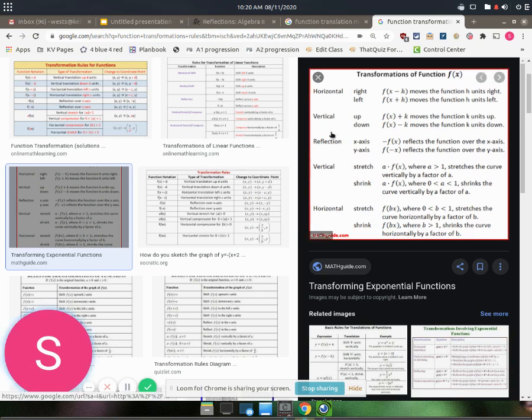All right, so I'm going to give it a shot, trying to explain reflections with a picture. If you want to reflect something across the x-axis, it says here that you put a negative on the outside of the parentheses, and if you want to reflect something across the y-axis, you put a negative on the inside of the parentheses. All right.